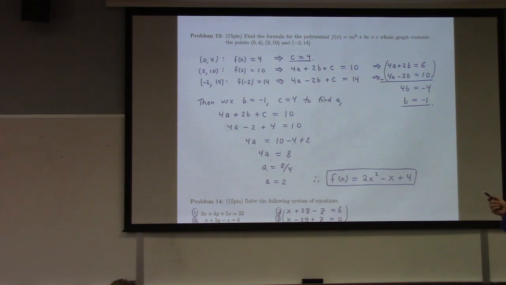But here, if you plug the number back in, for example, plug 2 in, what happens? f of 2. 2 times 2 squared is 4. That's 8. 8 minus 2 is what? 6. 6 plus 4, 10. So I plug in 2, I get out 10. That's what we want, right? So we can check our answer here.